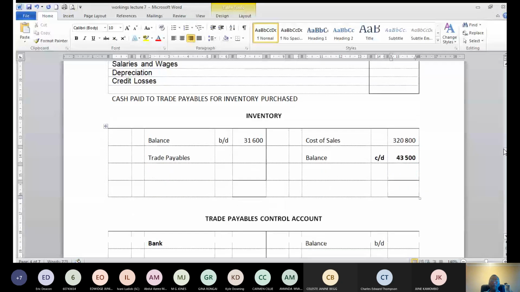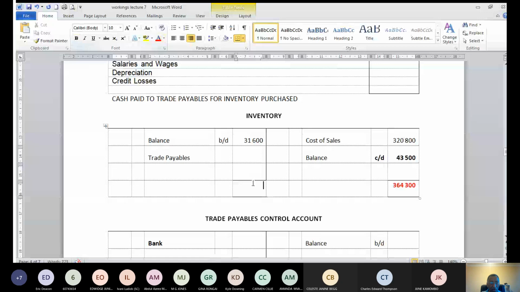Because remember, in a perpetual inventory system, when you are having sales, you also record the cost of sales. So the inventory has decreased with the amount of cost of sales, 320,800 Rand. And if you want to calculate the amount of stock that was purchased for the financial year, you take the 320,800 plus the 43,500, and that will give you a total of 364,300. Just balance that account quickly.